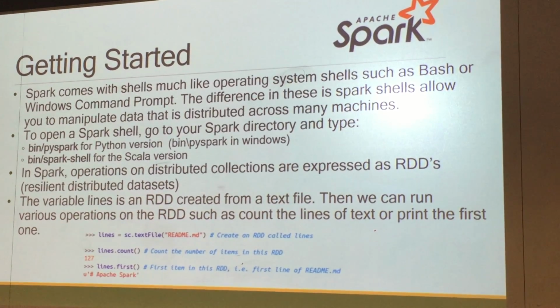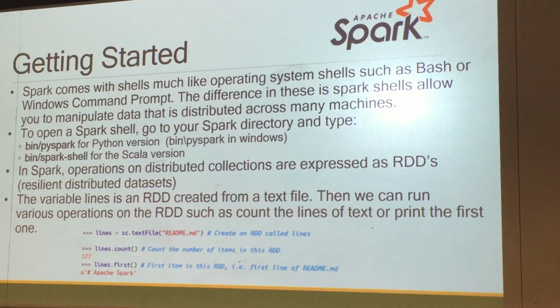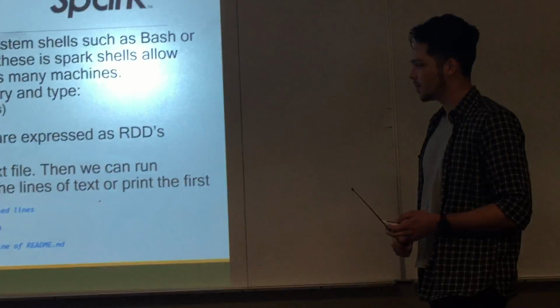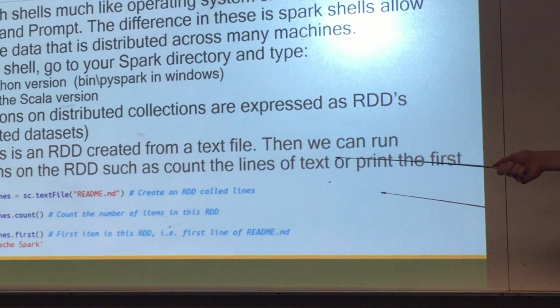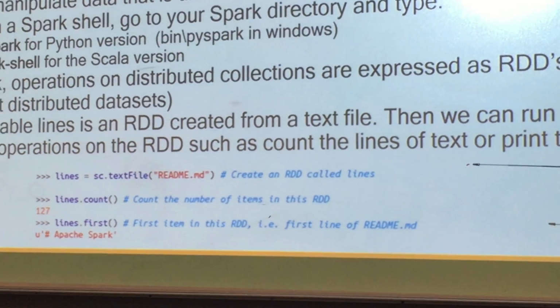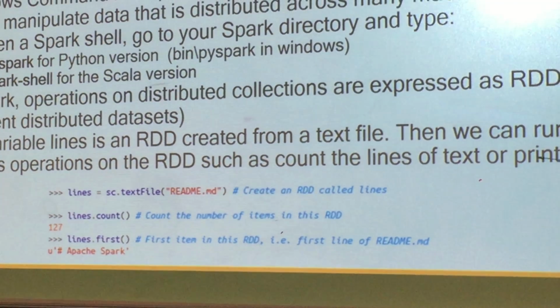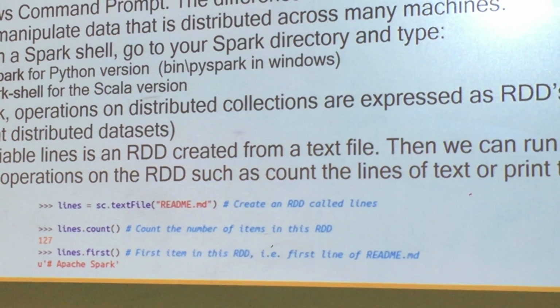In Spark, operations on distributed collections are expressed as RDDs, or resilient distributed datasets. Down here I have an example program, just a real beginner level, showing you an RDD, lines, created from a text file, and a couple of operations you can run on it. .count counts the number of items in the RDD, and .first will just print out the first line.